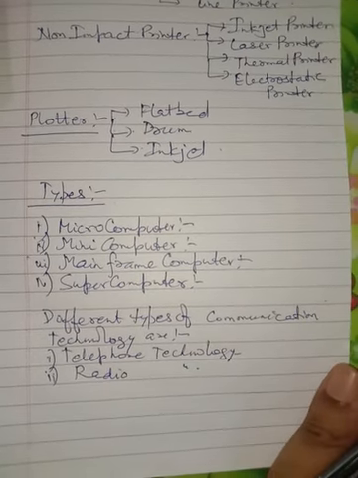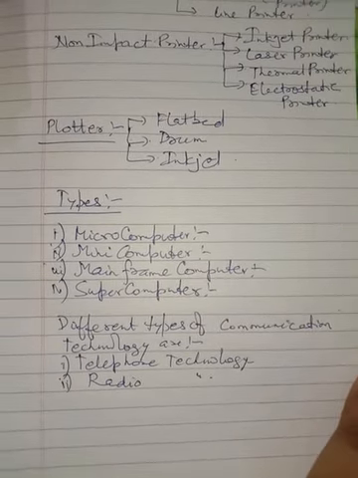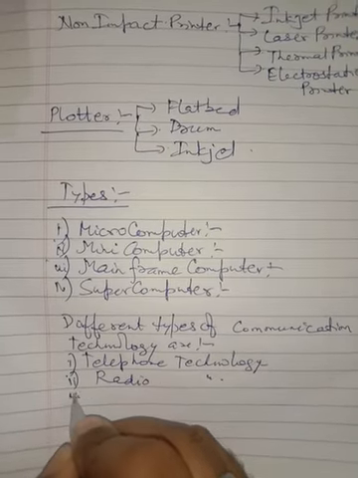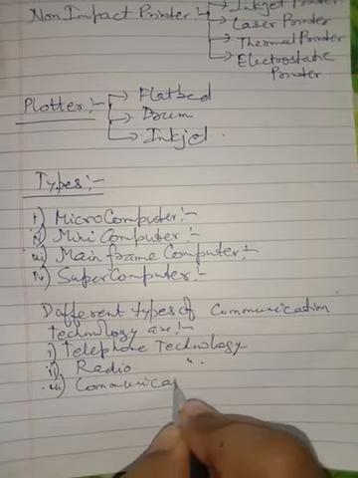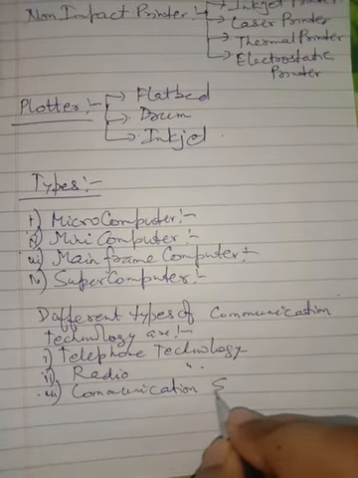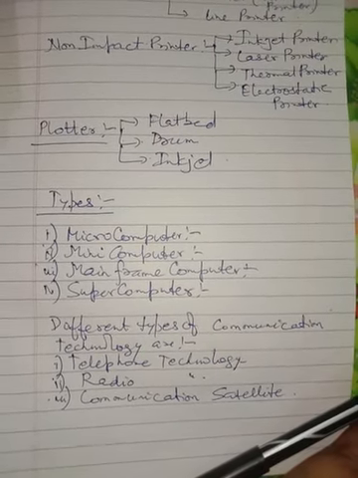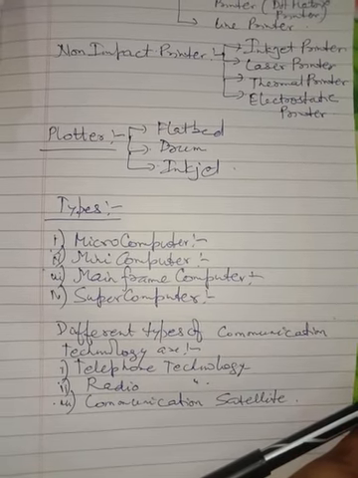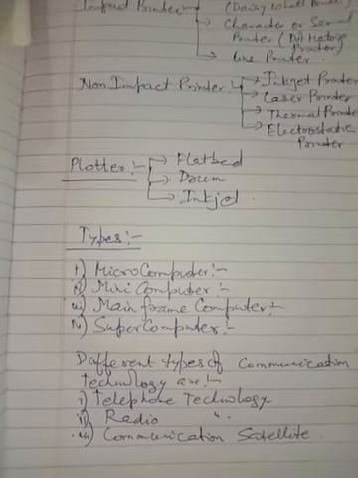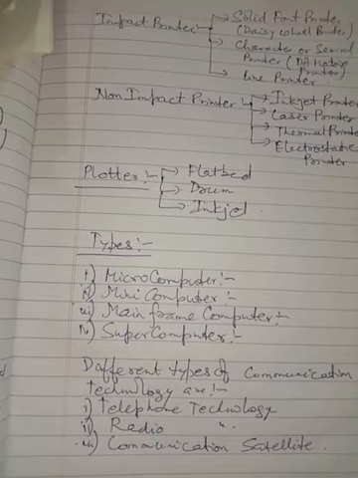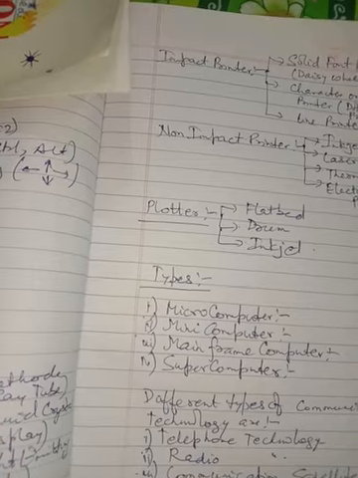Radio technology is based on radio waves to carry the information. Nowadays radio waves are used in wireless networking also. The third type of communication technology is communication satellite. It is a type of artificial satellite that is placed in the Earth orbit for sending and receiving data. The communication satellites are artificial satellites that receive signals from the Earth station and they again send the signal to the other Earth stations. So this is the communication satellite.